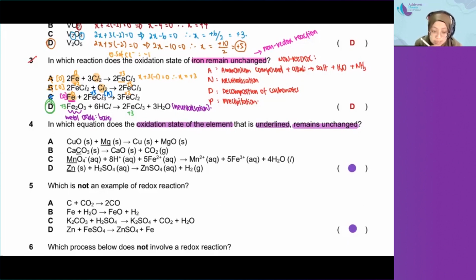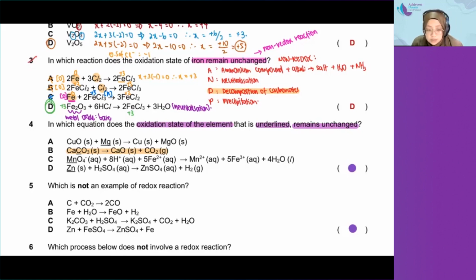Sharper students who are able to identify what type of reaction option B is will know that it is a non-redox reaction, because this is actually an equation for the decomposition of carbonates. Calcium carbonate, when it's heated, undergoes thermal decomposition to form calcium oxide and carbon dioxide, and in this process there is no change in oxidation state. If you don't trust me, we can calculate the oxidation states of the elements in the equation now.